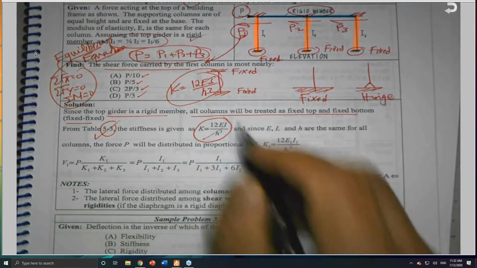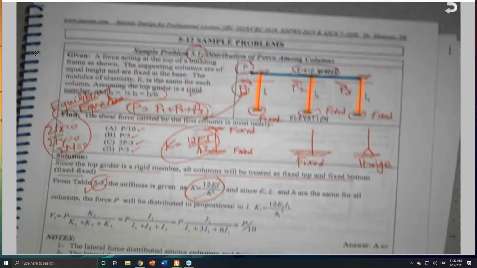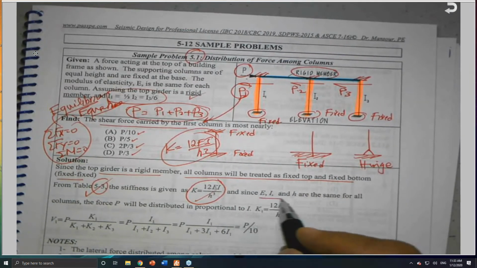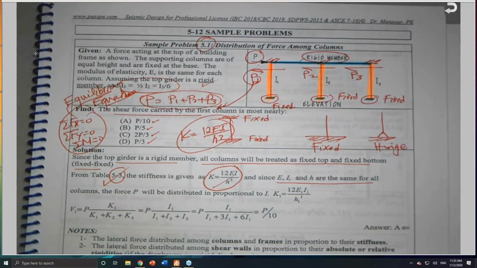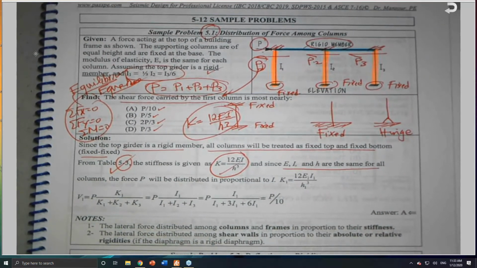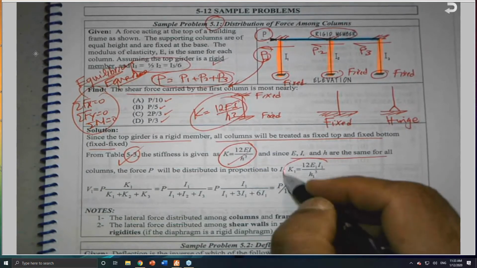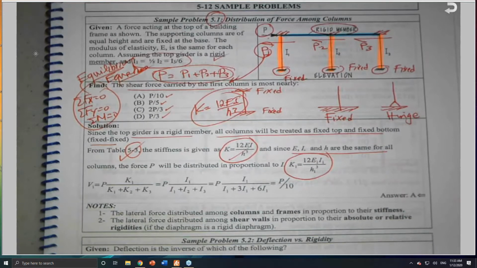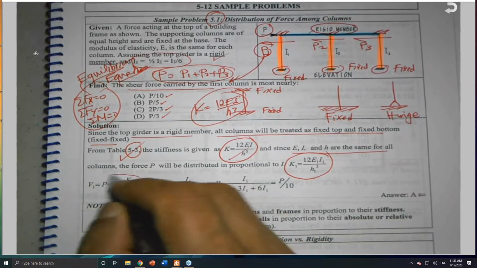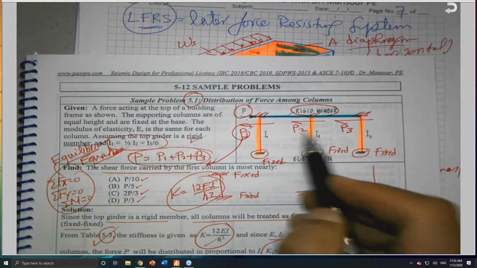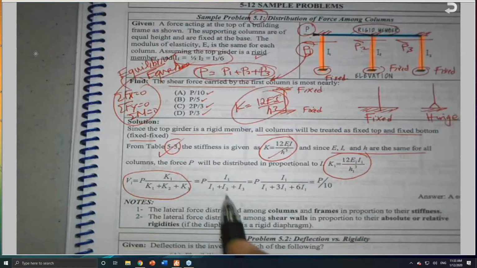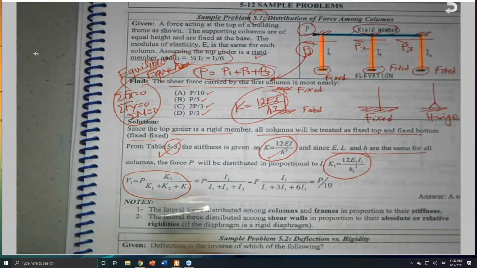And I'm repeating it here again. And he said that the E and the I and the H are the same. In the problem statement, the modulus of elasticity is the same, and the cross-sectional area. So we can write the equation in the general format. And this is the equation for distribution. How much will P1 be? How much will P2 be? How much will P3 be? We distribute it that way.